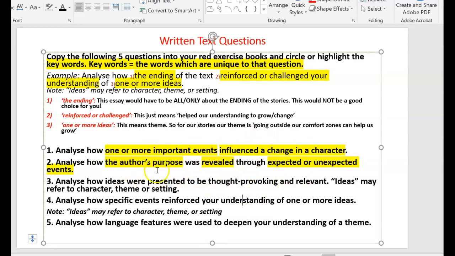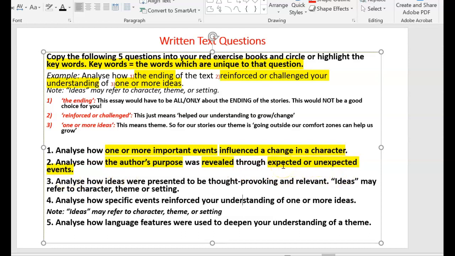The author's purpose means showing us an idea. So that really means theme. That means our theme of going outside your comfort zone can make you become a more confident person, can challenge you and help you grow. Was revealed just means was shown. How did the author show this? And expected or unexpected events?